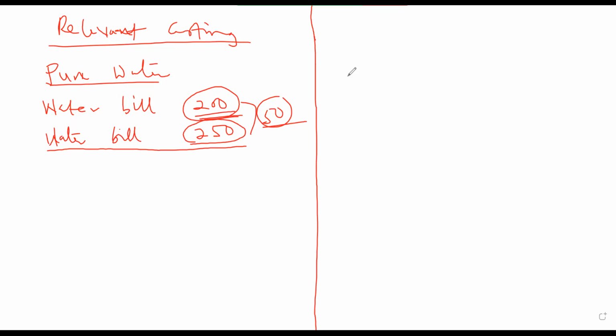So the 50 over here is a relevant cost. It's a cost that can be avoided if we don't produce the pure water, a cost incurred directly by the pure water production, or an incremental cost to the water bill as a result of the pure water production.